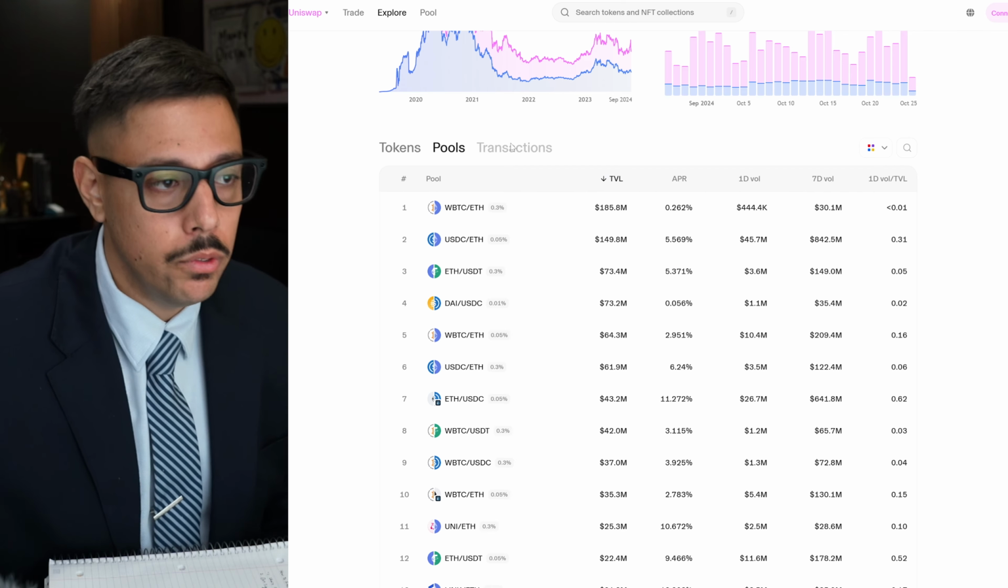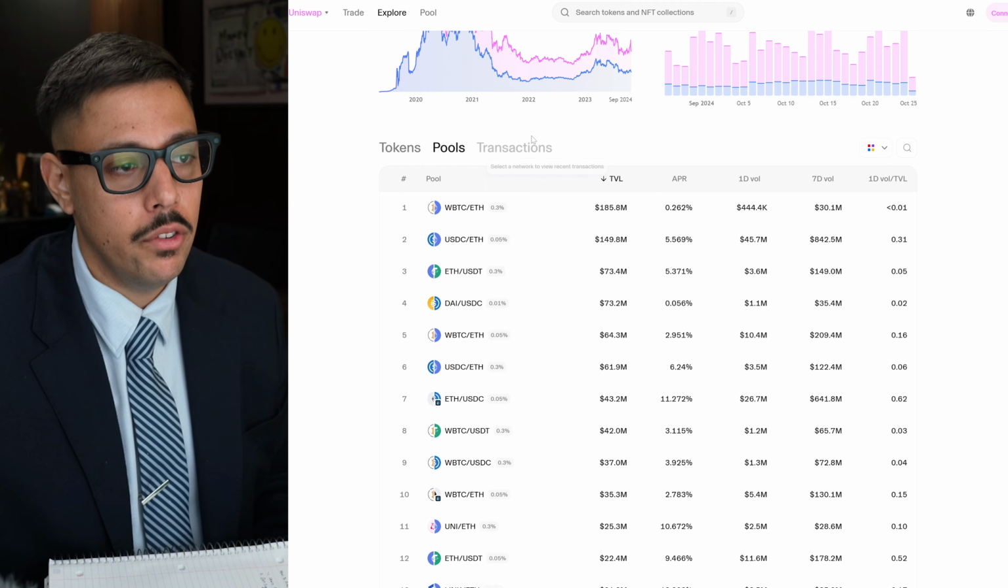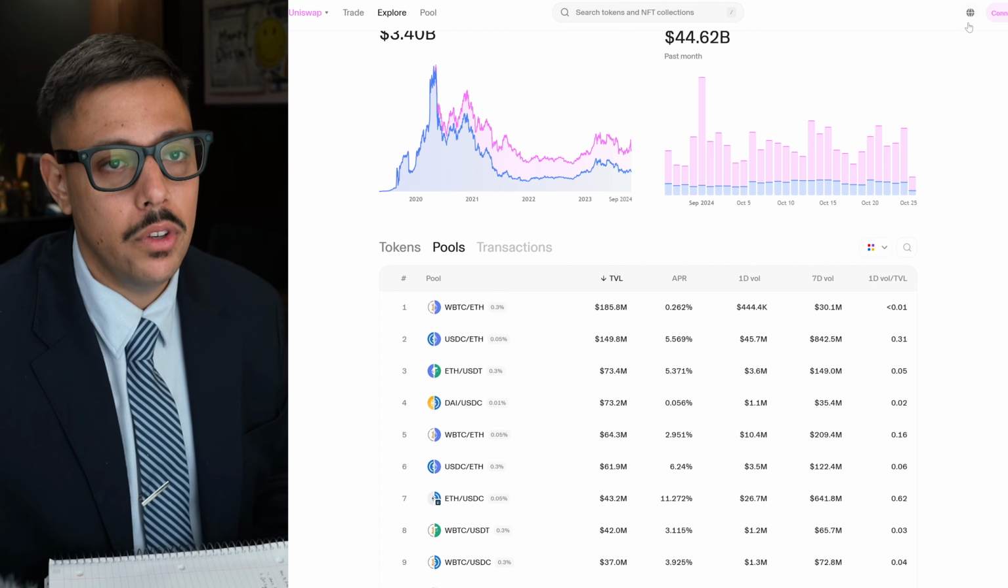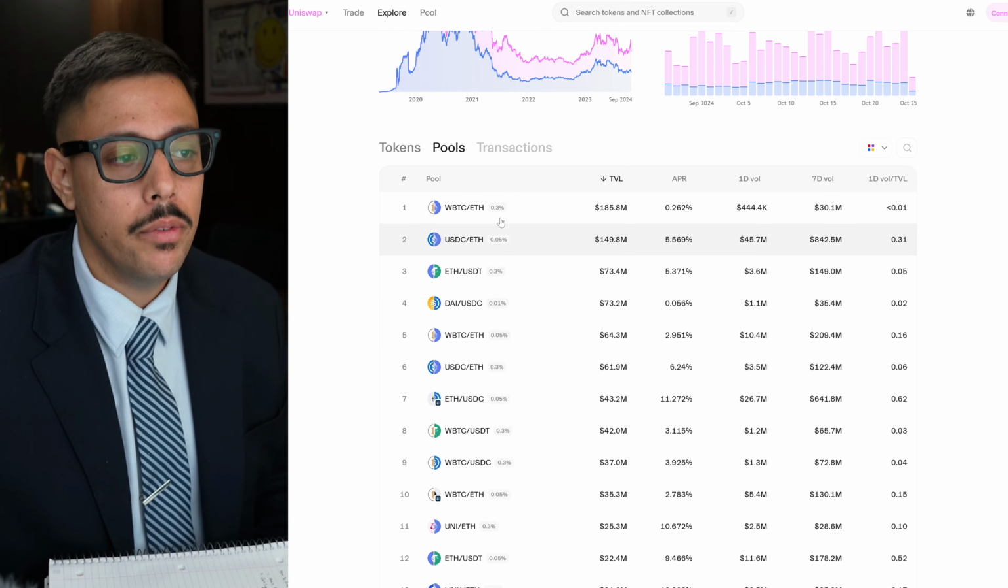I want to focus on pools, but you could also look at the transactions depending on what network you're at, but we have to connect to the network. We're going to ignore that for now. I want to focus on the pools.